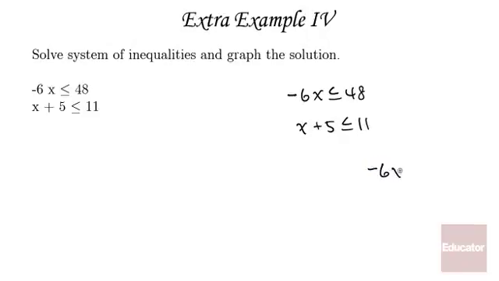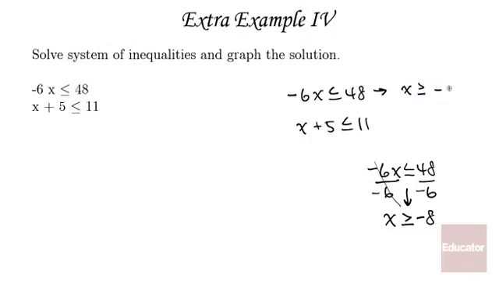So -6x less than or equal to 48. I'm going to divide both sides by -6. And x is, notice I'm switching the inequality because I was dividing by a negative, greater than or equal to -8. All right, so that's my first parameter. X is greater than or equal to -8.